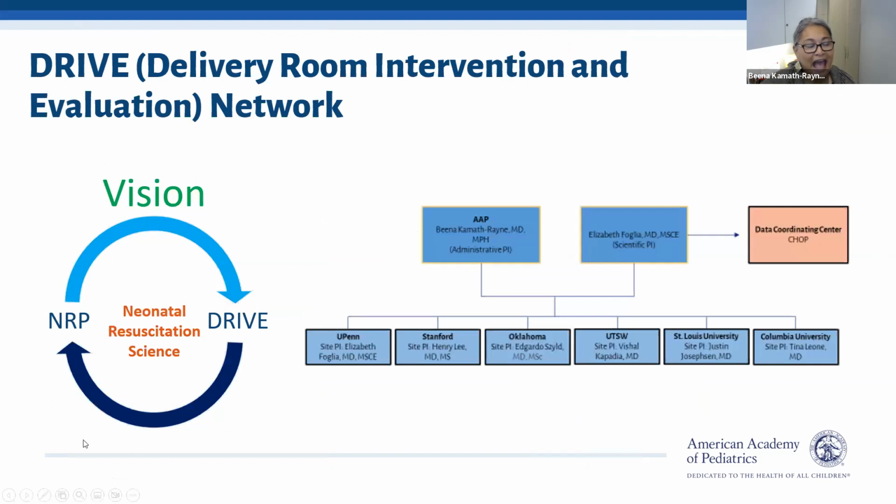And at the Academy, we have this vision where we're not only contributing towards evidence evaluation and guideline writing, but also research. So we actually have this delivery room intervention and evaluation network currently that's based in the US and consists of 6 sites that cover about 50,000 births per year, where we'll be doing delivery room resuscitation research. And we're hoping eventually this will also expand to include some international sites.